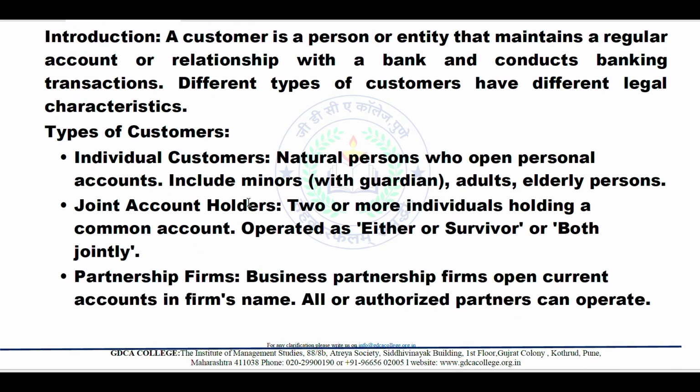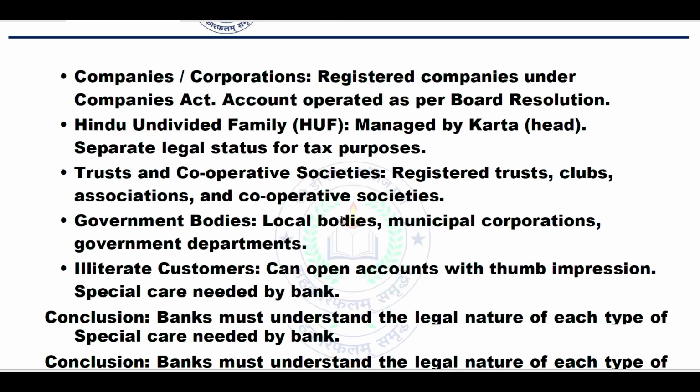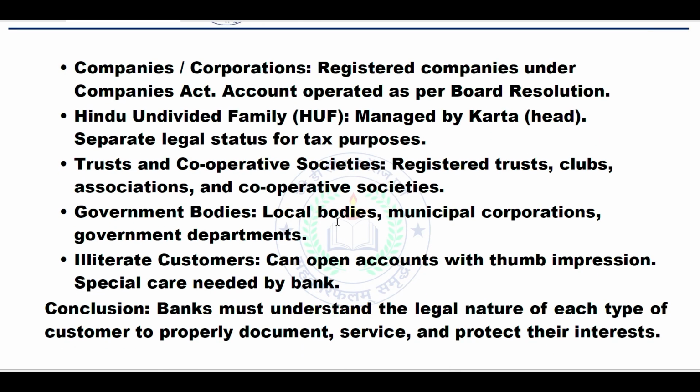Joint account holders, 2 or more individuals holding a common account operated as either or survivor or both jointly. Partnership firms, business partnership firms open a current account in the firm's name. All or authorized partners can operate the account. Companies and corporations, registered companies under the Companies Act, account operated as per board resolutions. Hindu Undivided Family, HUF, managed by a karta, which has a separate legal status for tax purposes.